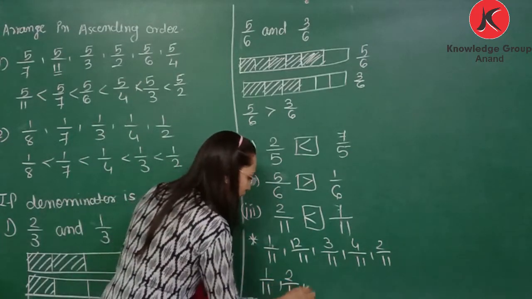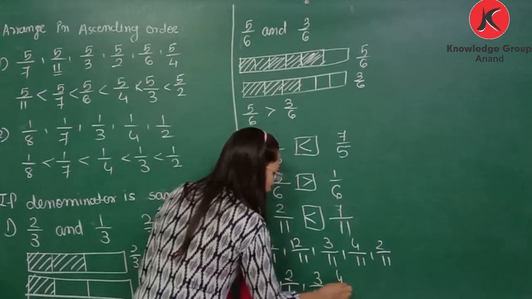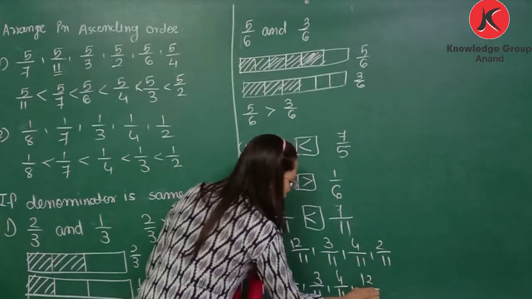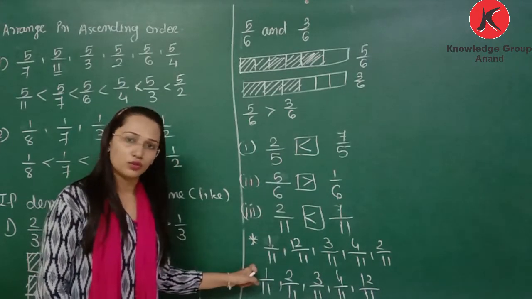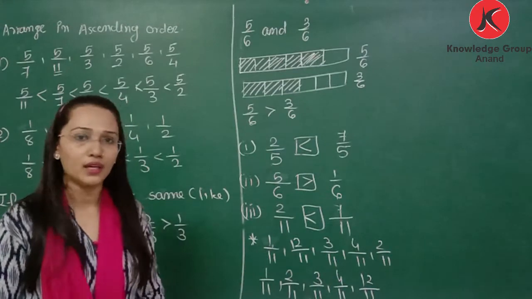Then 2 by 11. After that 3 by 11, 4 by 11, and at the last 12 by 11. So this is called the ascending order of this group. Clear? This way you can compare like fractions.